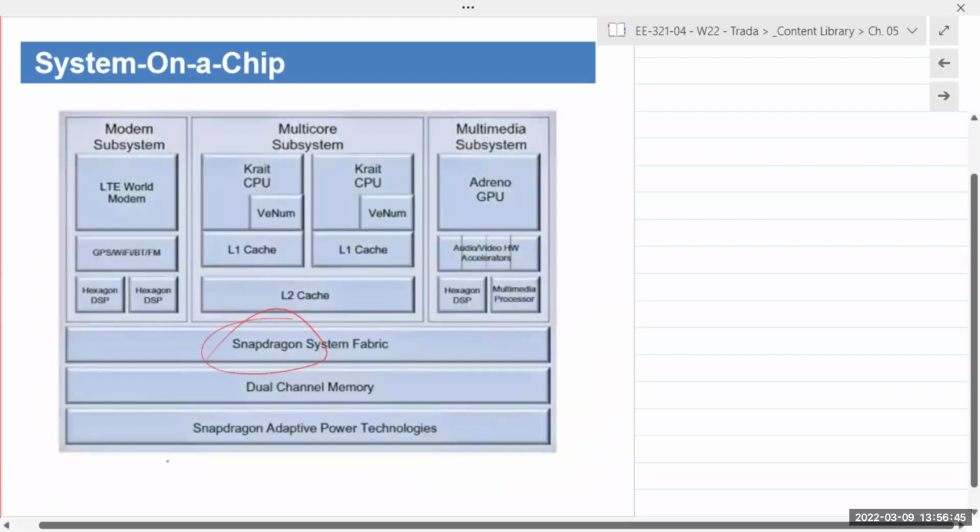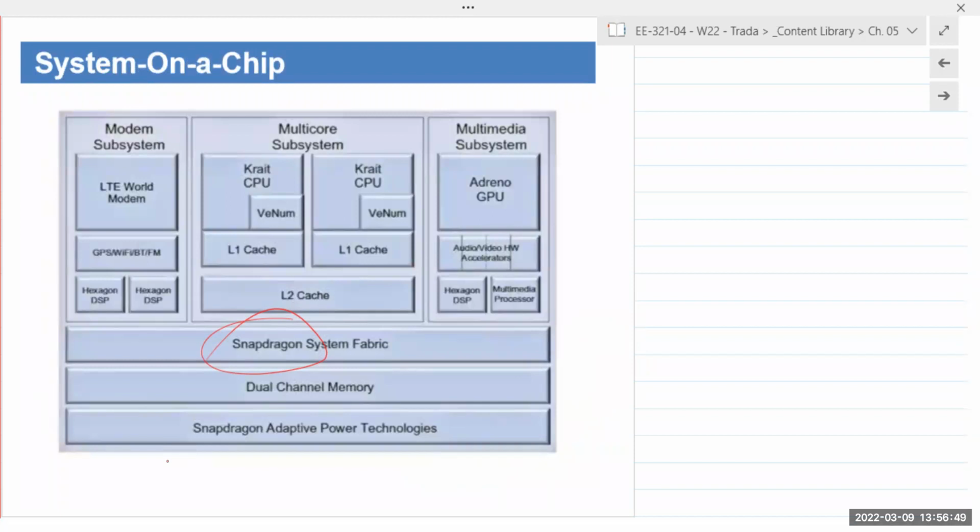Snapdragon is basically the name that Qualcomm gave to its SoCs. So system on a chip for Qualcomm, that is Snapdragon. Most likely, if you have a non-Apple phone, like an Android phone or a Microsoft phone, if anyone does have that, they would be using the Snapdragon chipsets. So that's what Snapdragon is.